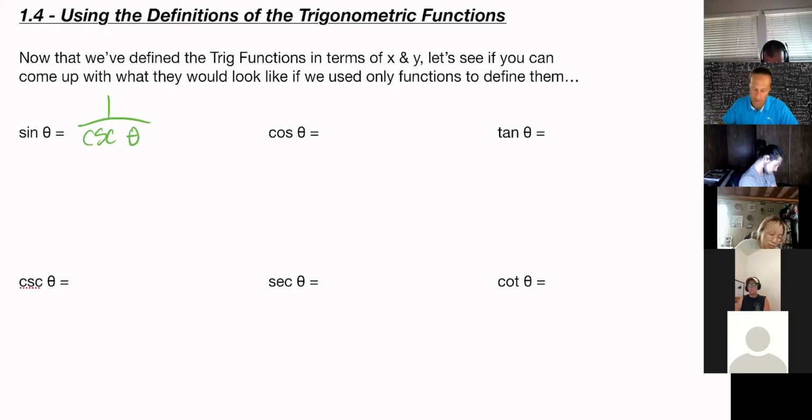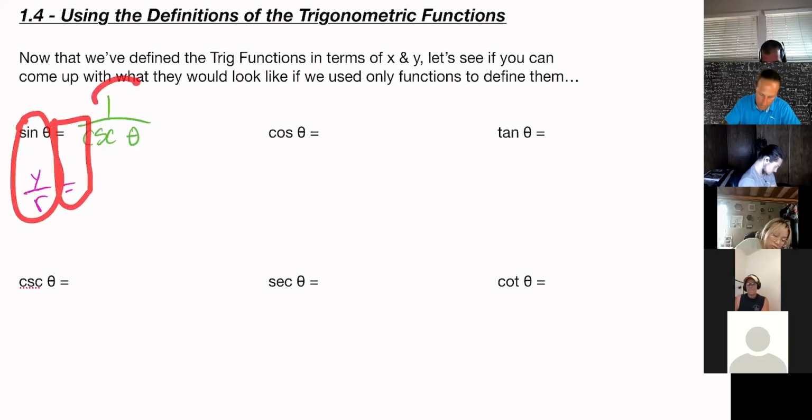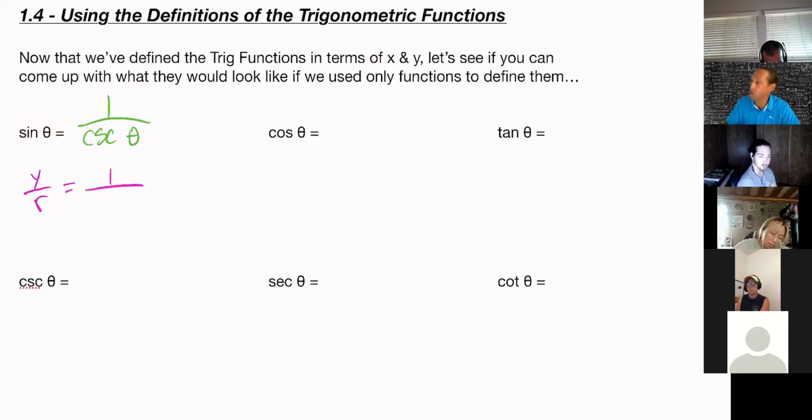Now, let me prove this one and only one to you, and then we'll fill out the rest of this chart. What do we know that sine is equivalent to in terms of our x, y, and r? What is it always equivalent to? Y over r. Very good. So I'm trying to tell you that this is equal to this, which we know is 1 over whatever cosecant is. And what do we say cosecant was equivalent to? What over what? R over y, the reciprocal.